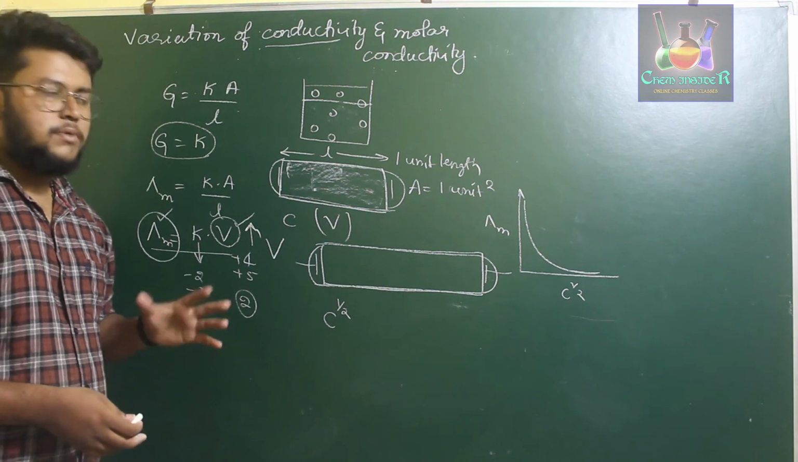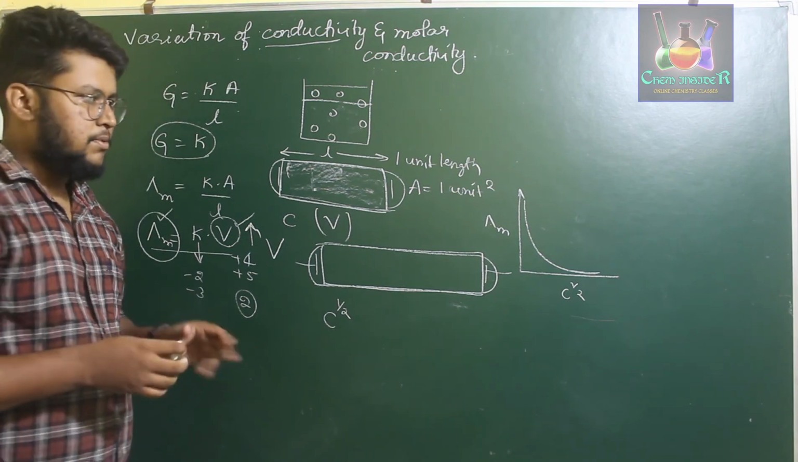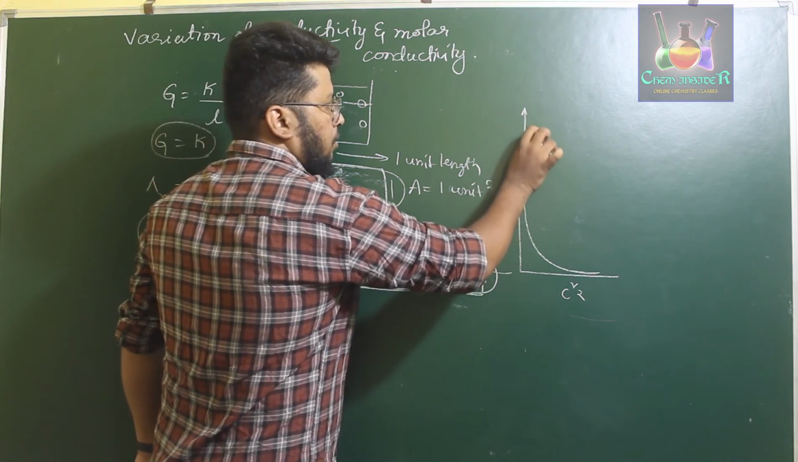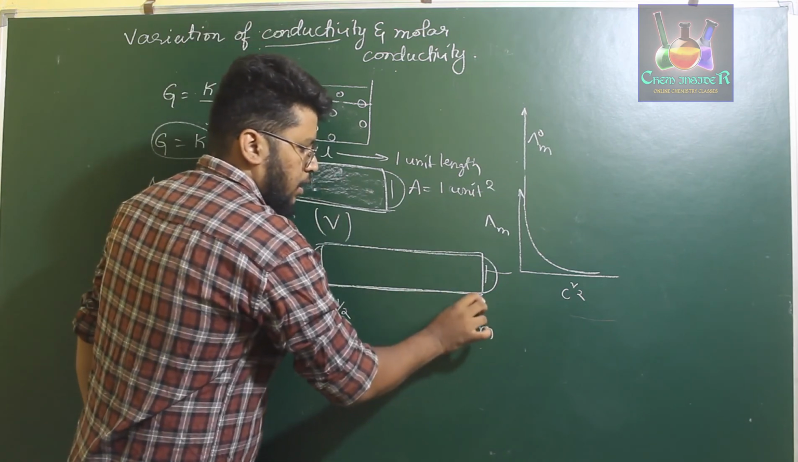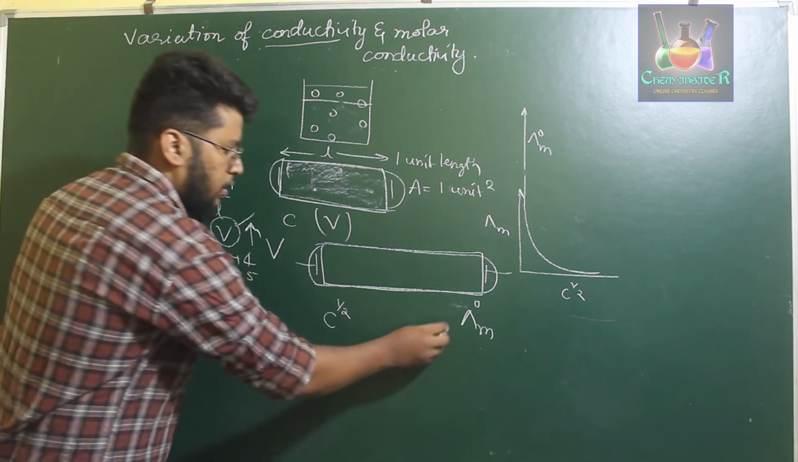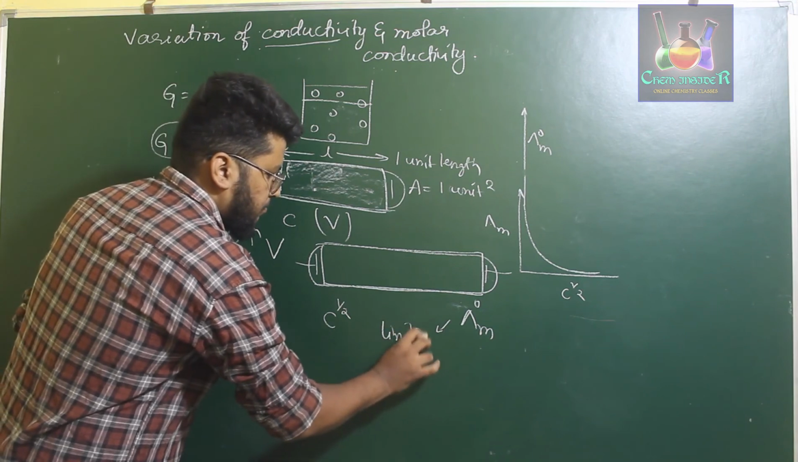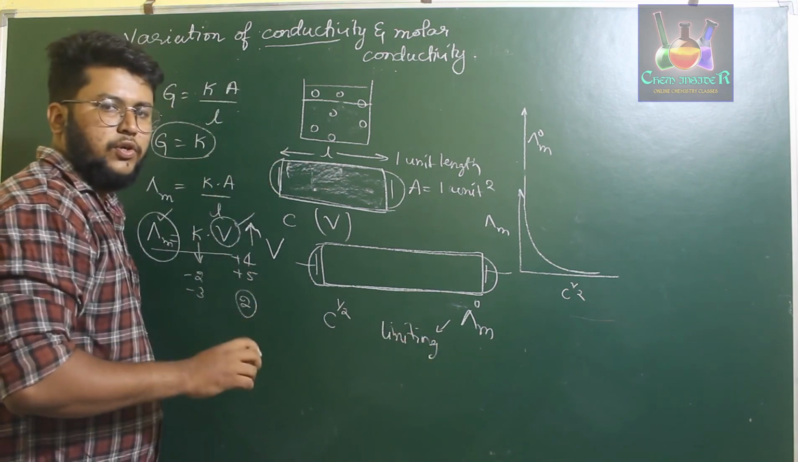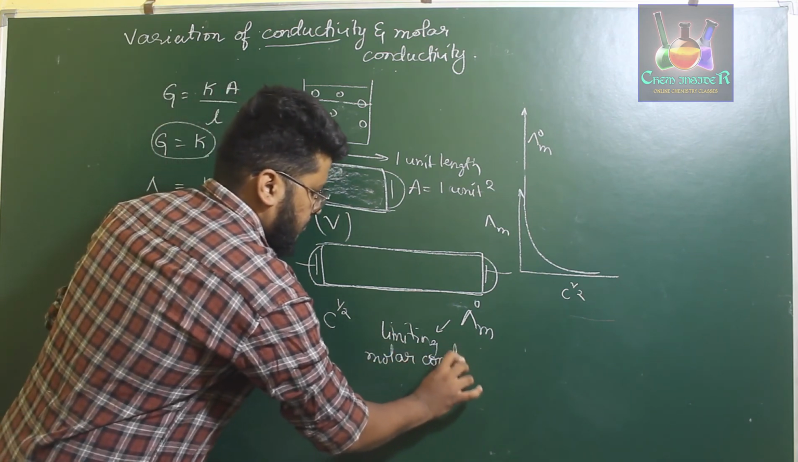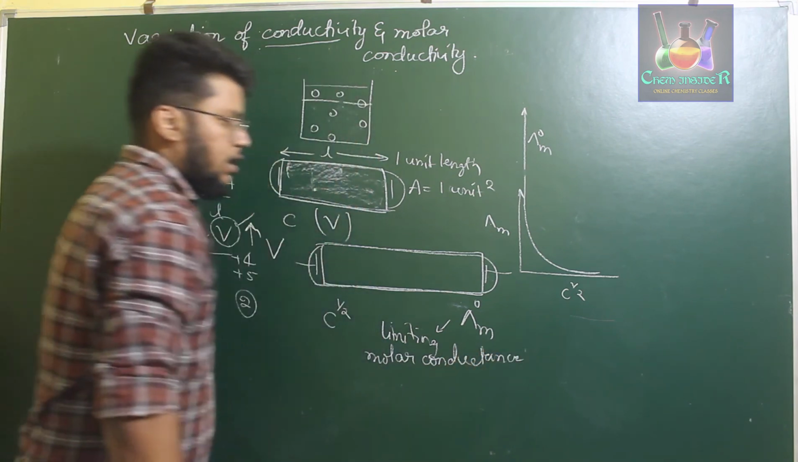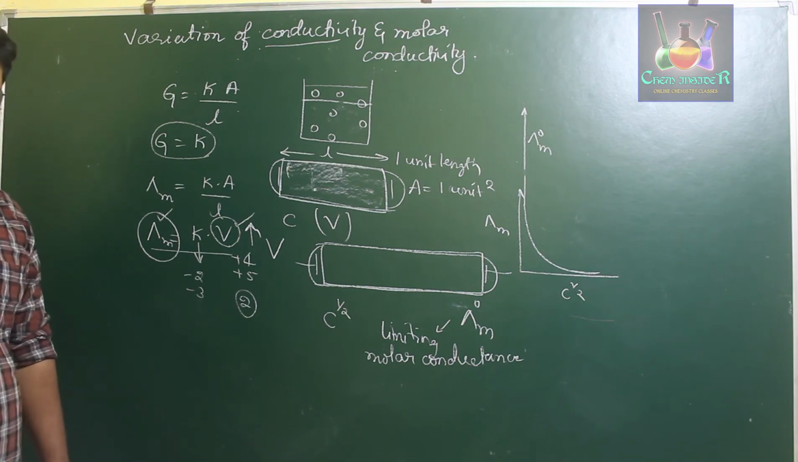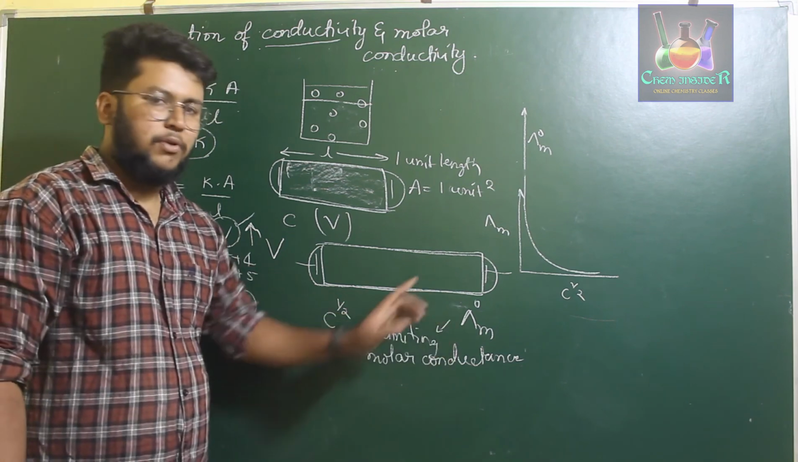When the concentration of the solution becomes zero, lambda m reaches a particular point called lambda m naught, which is called the limiting molar conductance. That means the conductance of a solution at zero concentration is called the limiting molar conductance, given by the symbol lambda m naught.